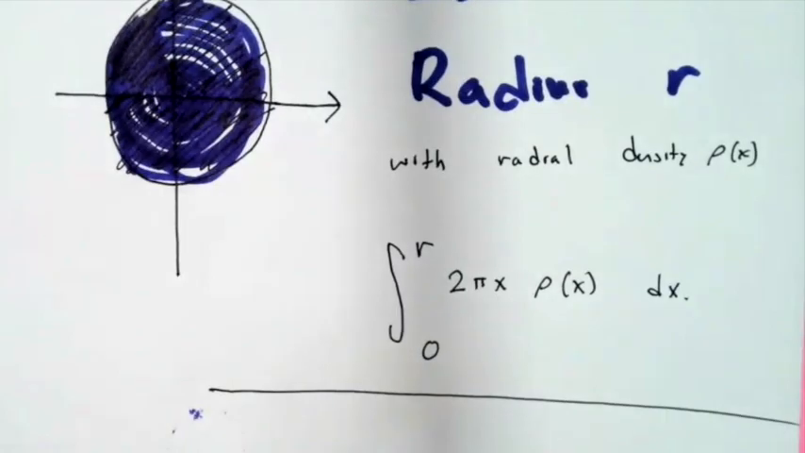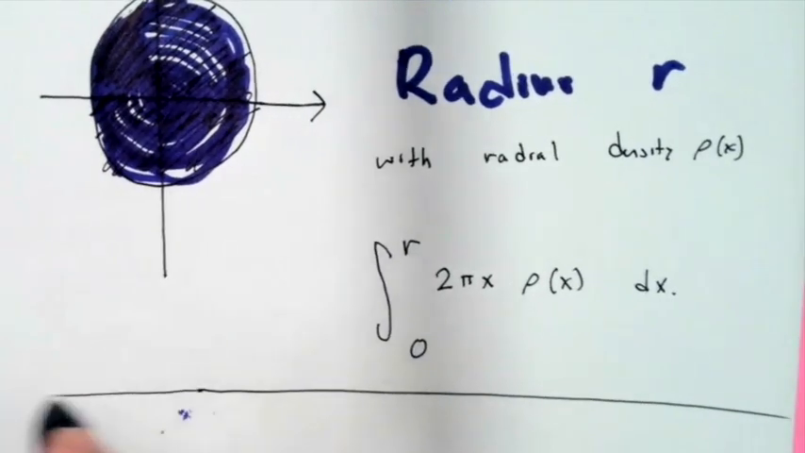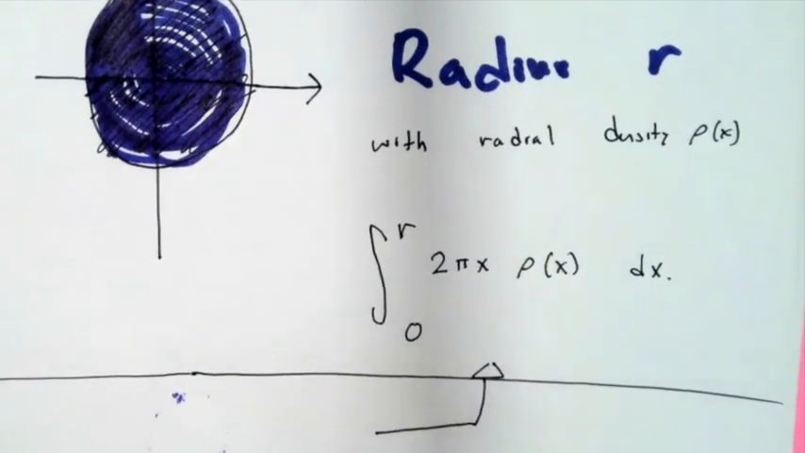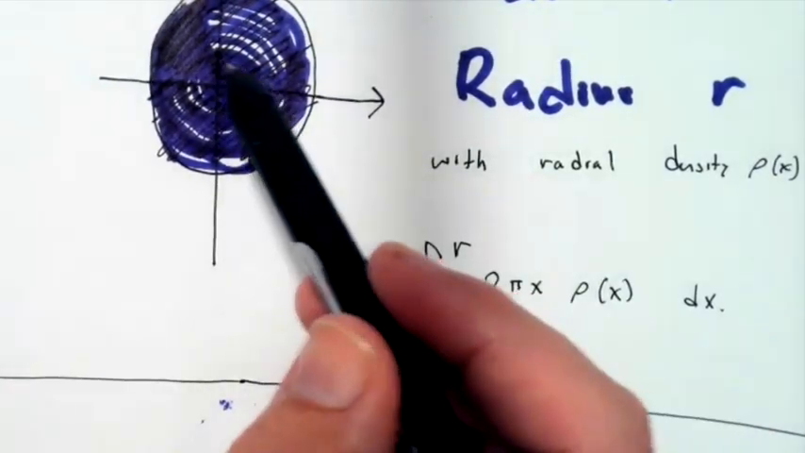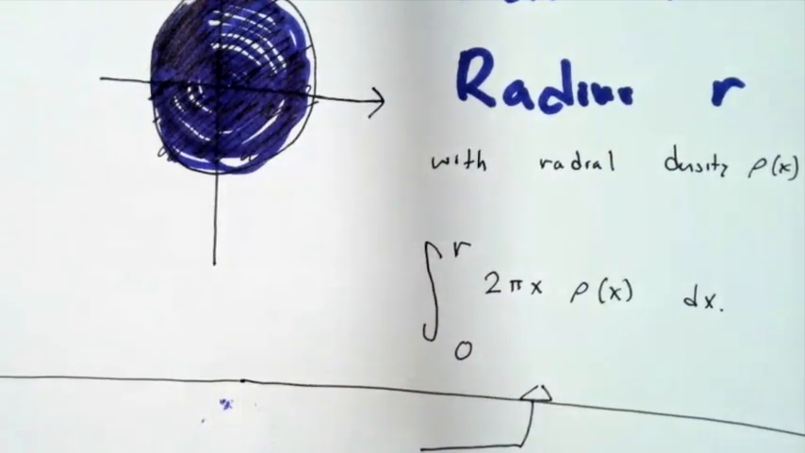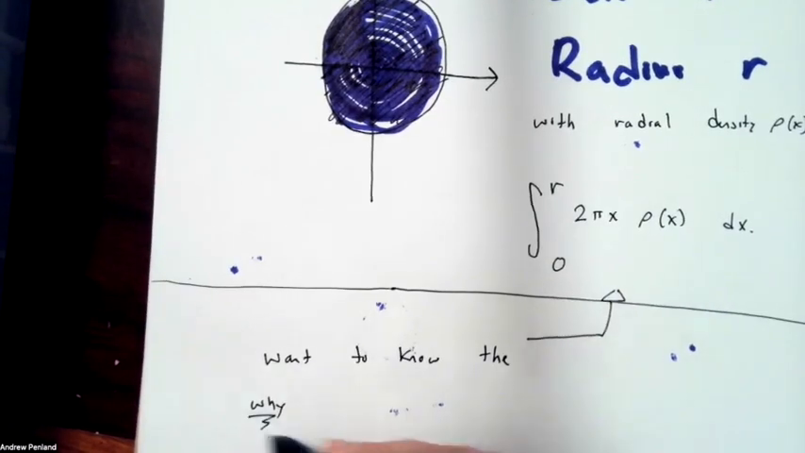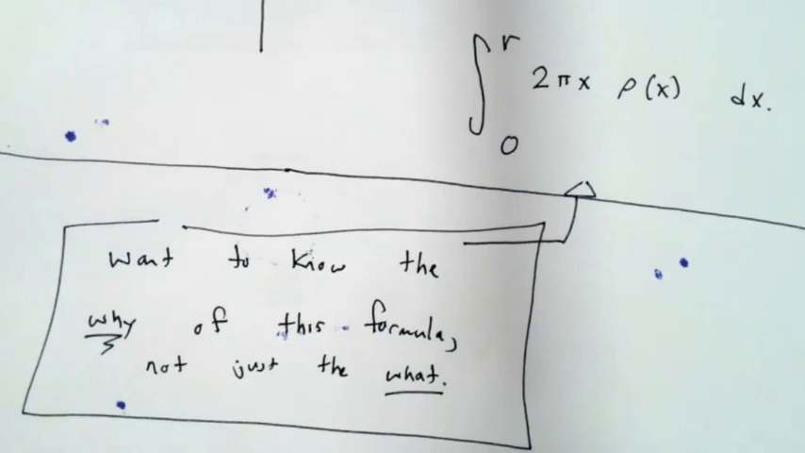Now, this is a formula that's pretty straightforward to apply most of the time. The important thing to emphasize here is not just what the formula is so you can memorize it, but also how we got that formula by reasoning through all these little small circles and what the mass of a single small circle would be. So we'll go over some examples now of how we would apply this formula to calculate the mass of a disk.